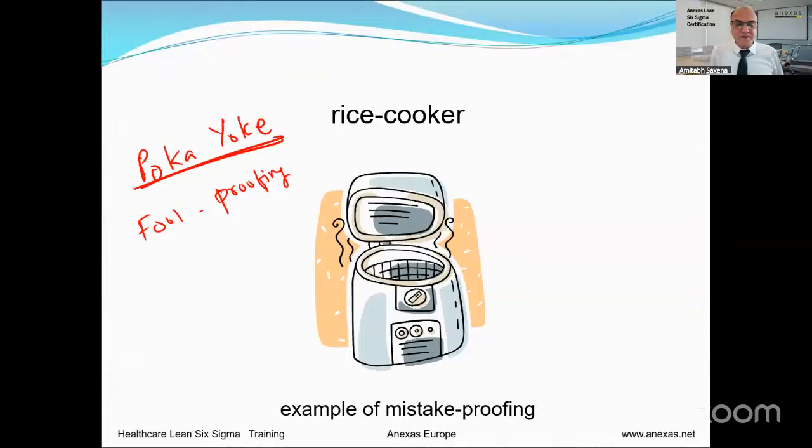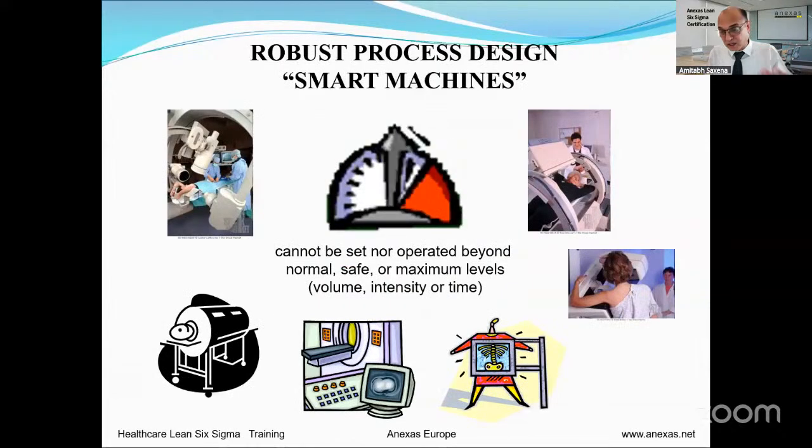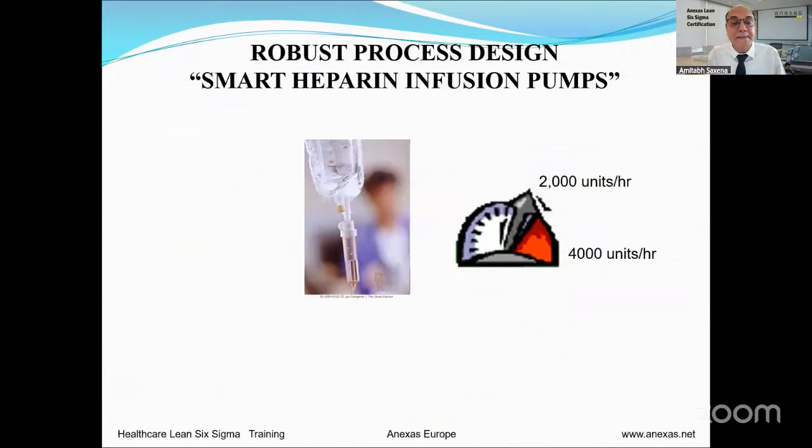Like, for example, I cannot burn my rice because of this rice cooker. Automatically it will switch off. So similarly, in hospitals, you can have poka-yoke applied to many places. In manufacturing, a lot of poka-yoke examples are there. Day-to-day life, your seat buzzer, your alarm, if you don't put on your seat belt, then it gives you an alarm. That's an example of a poka-yoke.